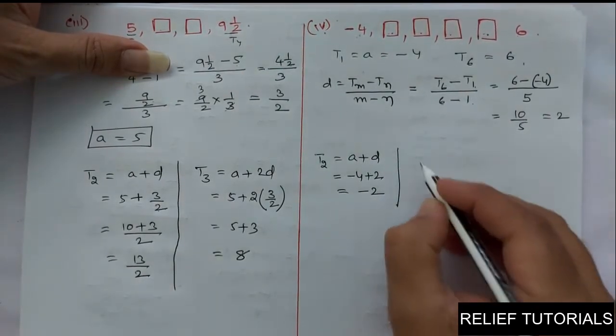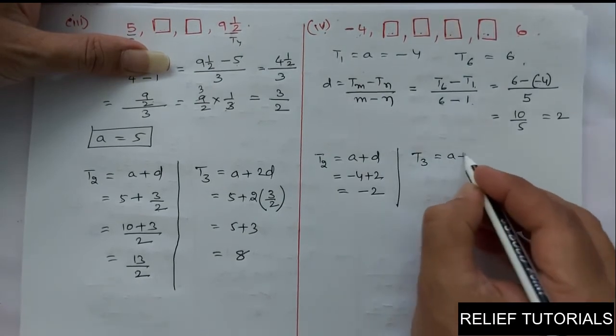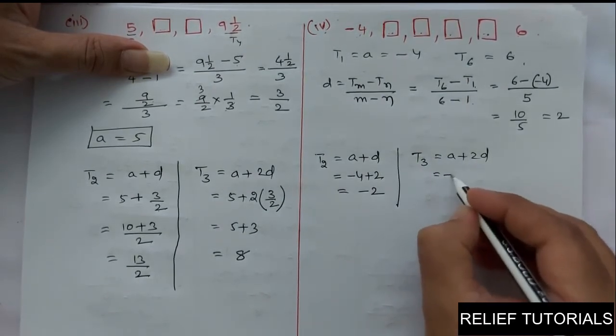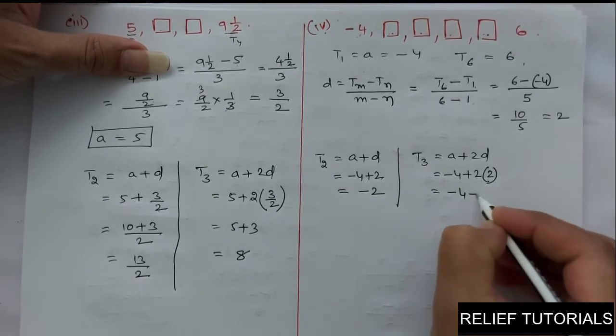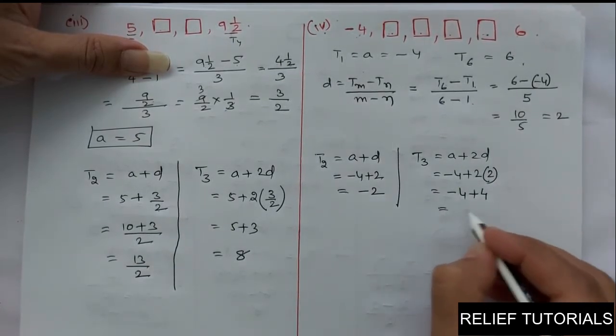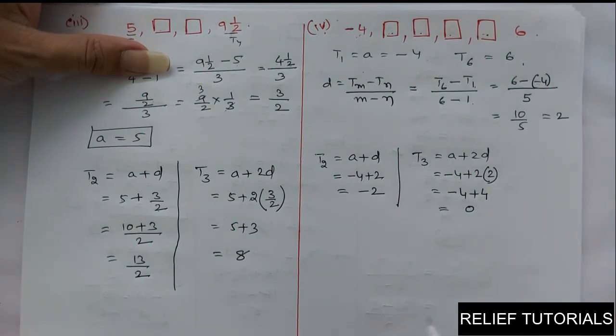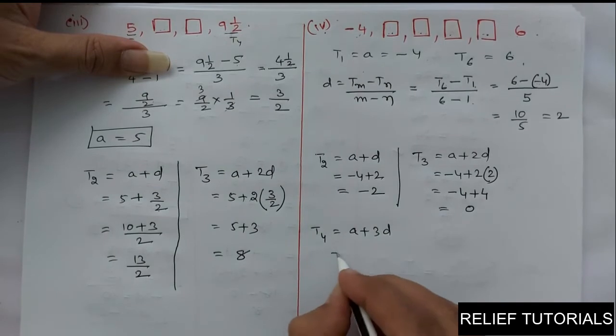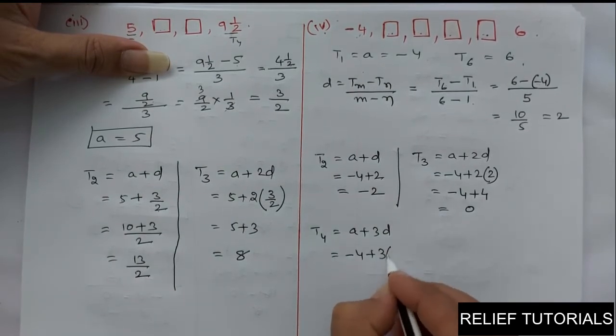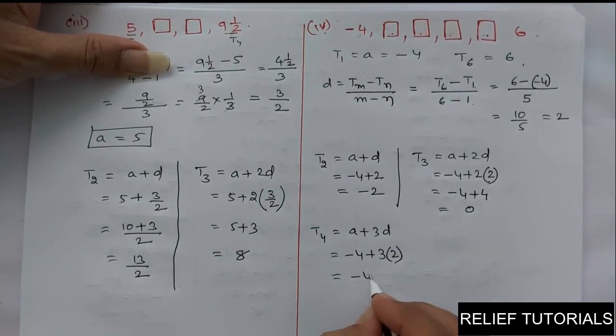You got T2. Now you will find T3. So T3 is A plus 2D. So A is equals to minus 4 plus 2 into difference 2. So that is equals to minus 4 plus 4. That is equals to 0. So T3 is 0. Now T4. T4 is equals to A plus 3D. A is equals to minus 4 plus 3 into difference 2. So that is equals to minus 4 plus 6. So that is equals to 2.